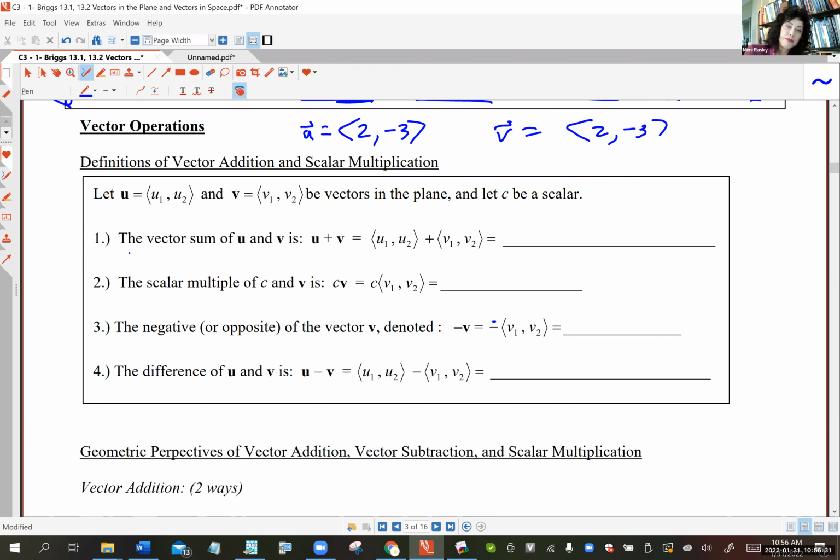Okay, folks, fill in the blanks. Suppose you got two vectors u and v and they're vectors in the plane. What does the word plane mean again? Not jet plane, but what? 2D. 2D. Yay. And c is a scalar. That just means c is some real number. Your favorite real number. I don't know.